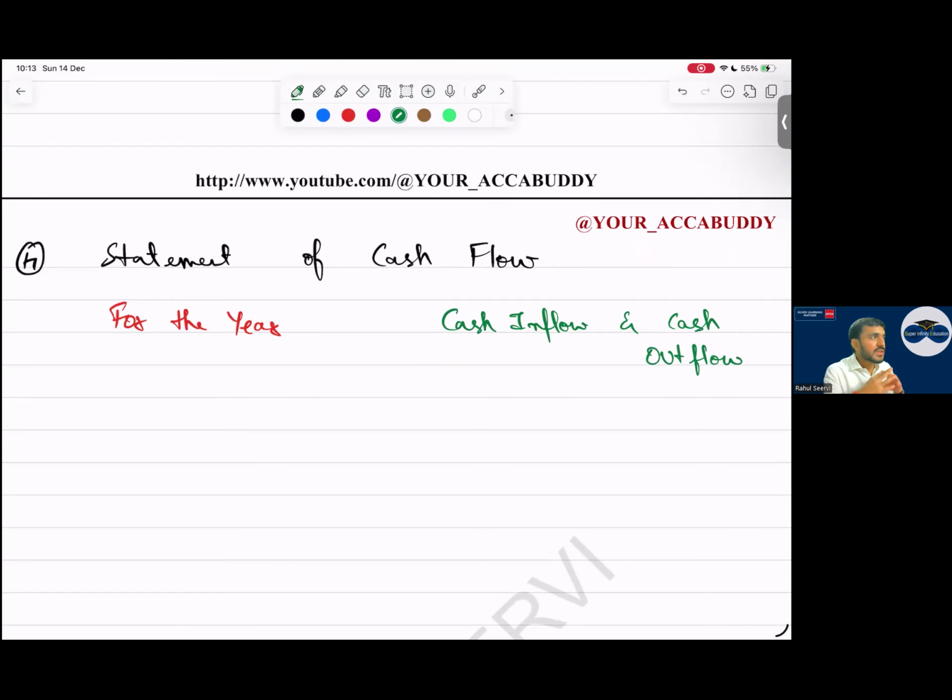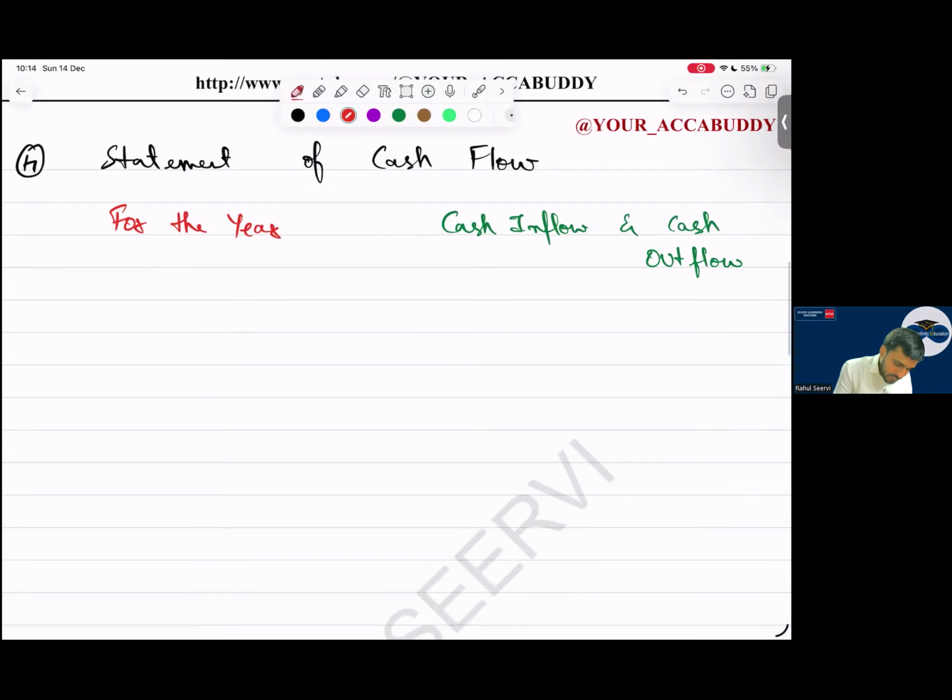Are profits equal to cash flow? No. If I say today I make a profit of 1 crore, will I have the 1 crore in my bank account? Is it for sure? No, it's not sure. So profits are not equal to your cash flow. That is the reason we make a statement of cash flow, to understand the movement in cash during the year. What is the inflow and outflow total?